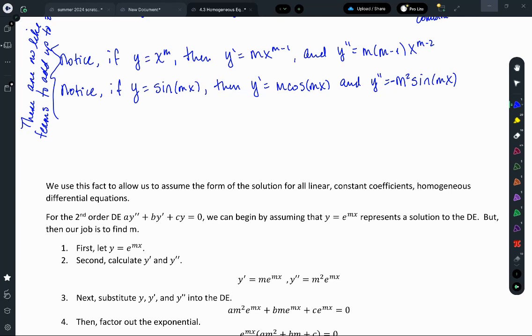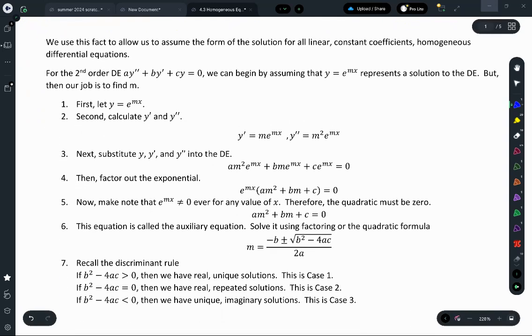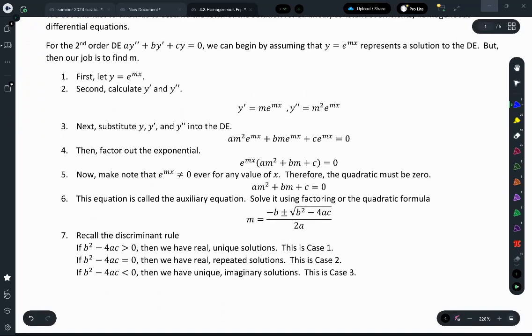All right. So for the second order DE, ay double prime plus by prime plus cy equals 0, we will begin by assuming that y equals e to the mx represents a solution to the DE. But our issue is that we won't know what m is to begin with. We'll have to find it, and it will be not too hard to do. So here's a set of steps we're going to follow every single time. And in the last step, we're going to end up with cases that will allow us to decide what our general solution looks like. So first, we let y equal e to the mx.